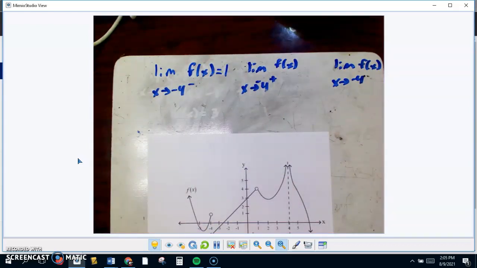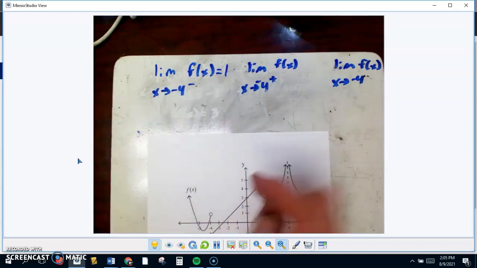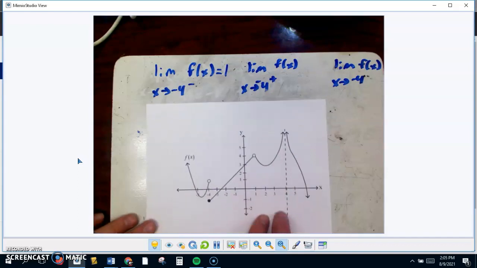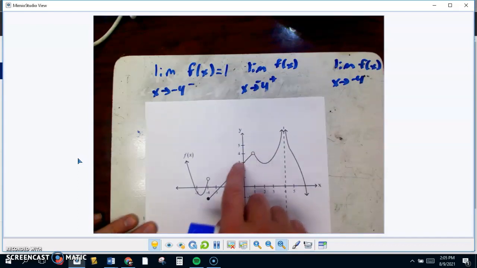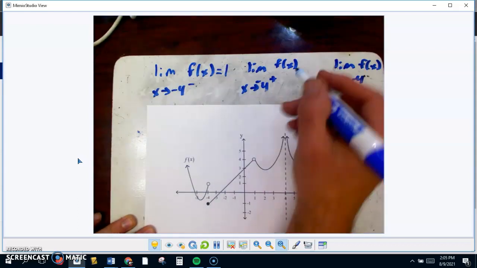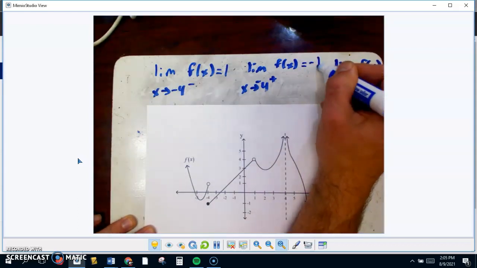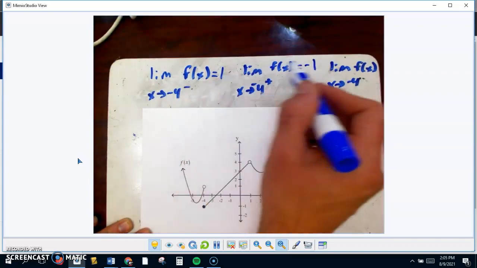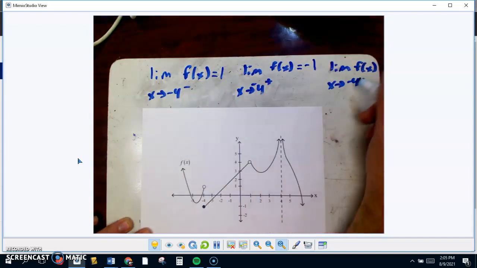However, unlike the first example, from the right-hand side, negative 4 is here. From the right-hand side, you're approaching a different y-coordinate. From the right-hand side, you're approaching negative 1. And in general, since these do not match, we say that the general limit does not exist. DNE would be fine here.